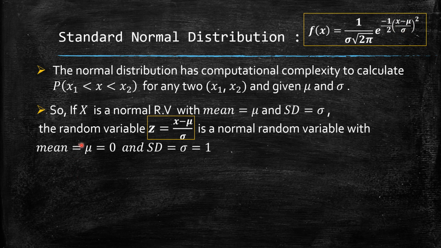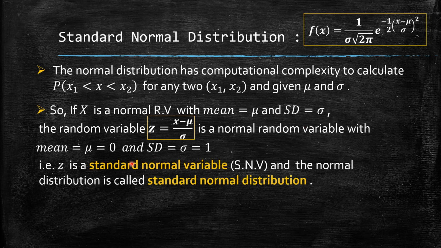z. So the earlier x was a normal random variable with mean mu and standard deviation sigma. Now we have taken the random variable z equal to x minus mu by sigma, which we call a normal random variable with mu 0 and sigma 1. So the mean is 0 and the standard deviation sigma is 1 for the new normal random variable. We call this z a standard normal variable, or we can write it as SNV. And the normal distribution from here onwards is called the standard normal distribution.